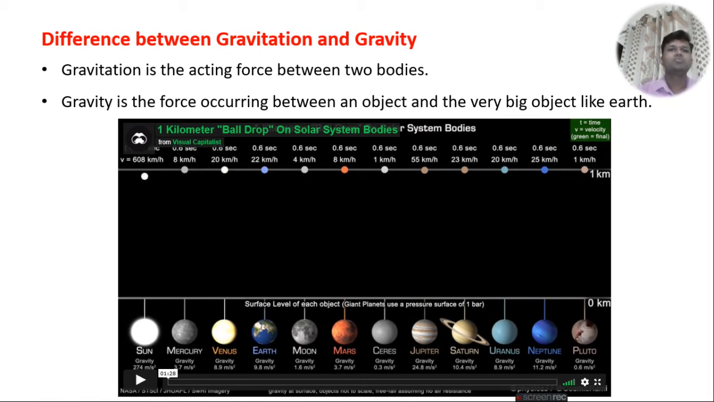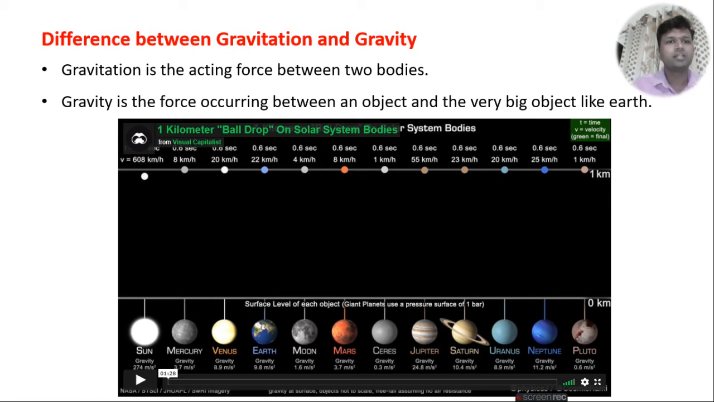So in physics we have two different terms, that is gravitation and gravity, and they are very similar to each other. And generally people use these two terms as the same terms, but they are significantly different. So how they are different, that we will discuss through this slide. So gravitation is the acting force between any two bodies. So if you take any two bodies, the force that exists in between them is known as gravitation force.